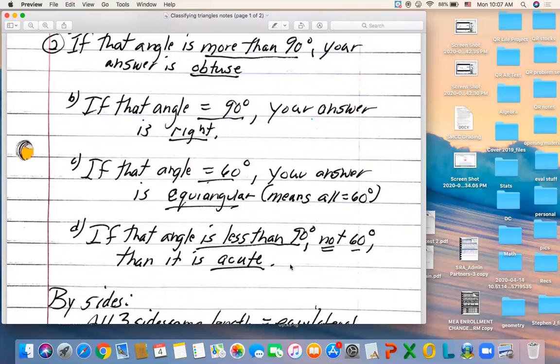If we look at that largest angle and it's less than 90 and not 60, then my answer is acute. The key here is not 60, because remember up here, 60 means it's equiangular. So if my largest angle in my triangle of the 3 angles was 80 degrees, I'd say that's less than 90, it's an acute triangle.